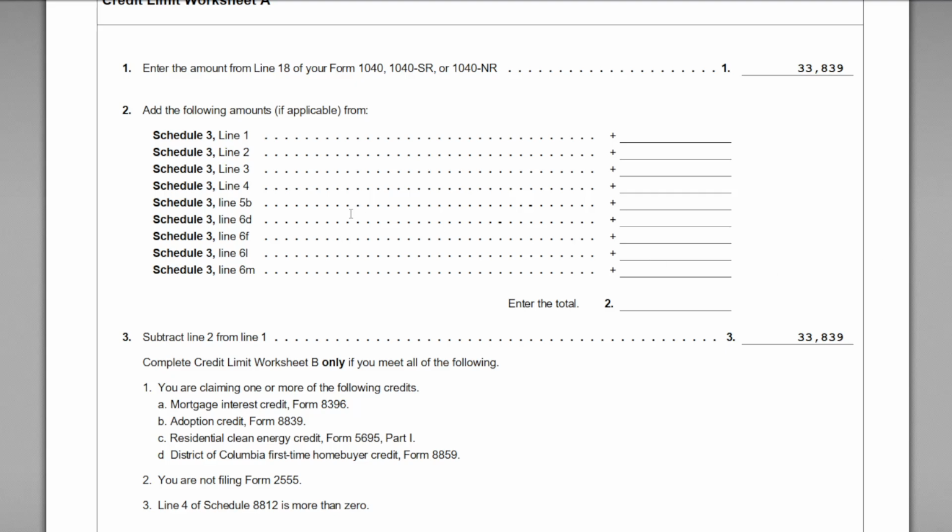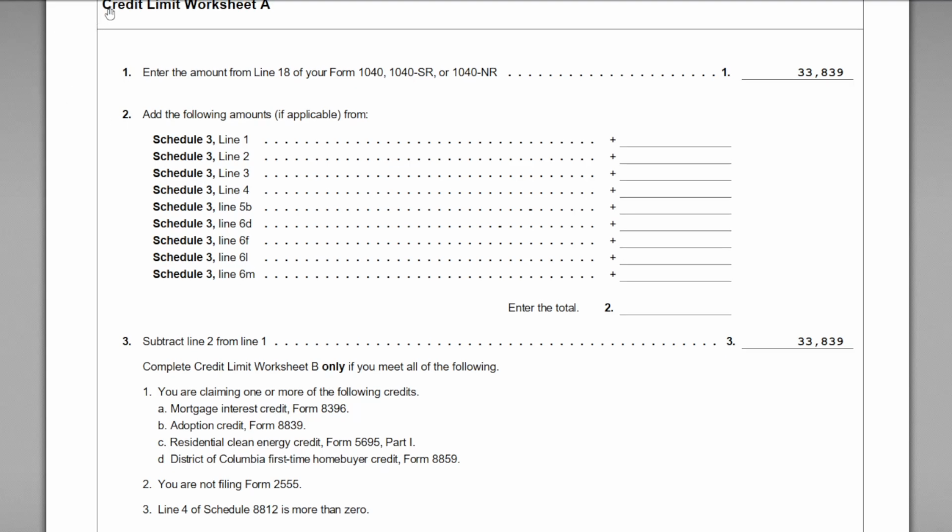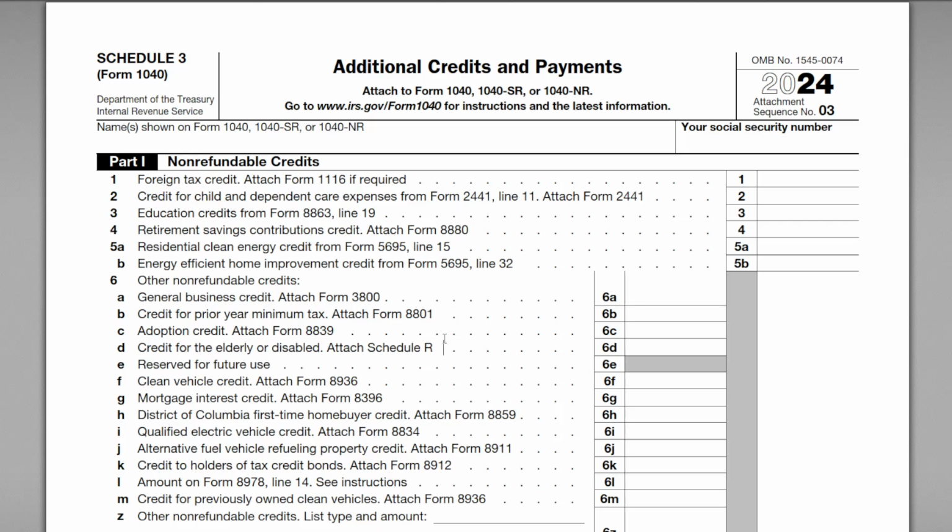And now we make some adjustments for other credits or adjustments that we might be claiming on the return. So we would have to apply those first before we take into account the child tax credit. So if you look at Schedule 3 of your Form 1040, line 1 is the foreign tax credit. Line 2 is the child care and other dependent care credit. I have a sample Schedule 3 here. We can look at this.